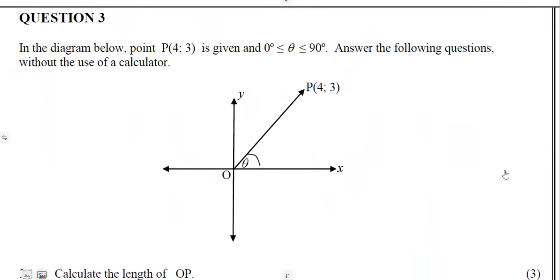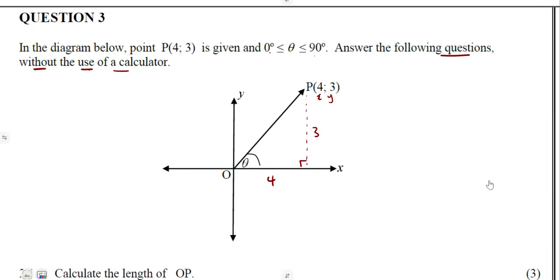On another part of the question, question number 3, we are given the diagram below with point P (4, 3), and theta is greater than 0 but less than 90. That's an acute angle. That is why it is found in the first quadrant. Remember OP, we have got the x and y there. That's x horizontally, it's 4. Y vertically, it's 3. That is what it means. So answer the following questions without the use of a calculator.